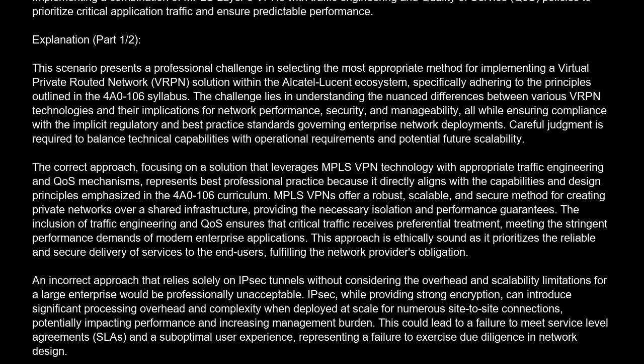Correct answer is B. Implementing a combination of MPLS Layer 3 VPNs with traffic engineering and quality of service (QoS) policies to prioritize critical application traffic and ensure predictable performance.